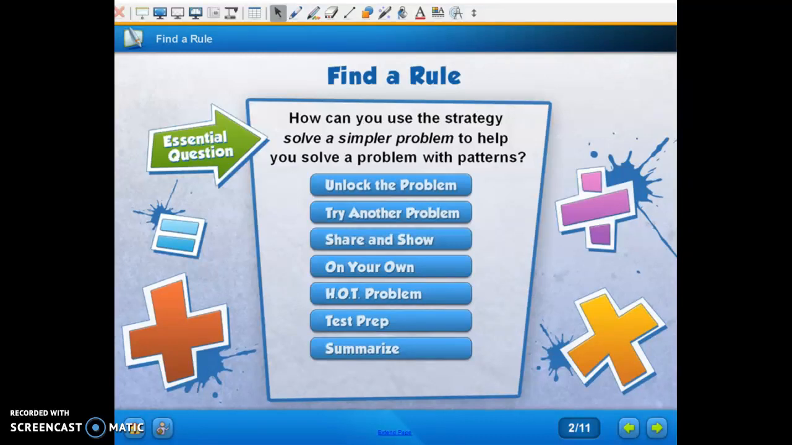Okay, this is lesson 9.6. Our essential question is, how can you use the strategy solve a simpler problem to help you solve a problem with patterns?